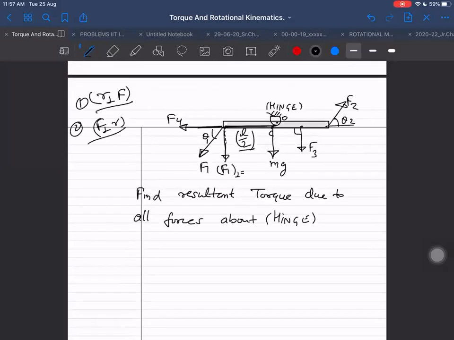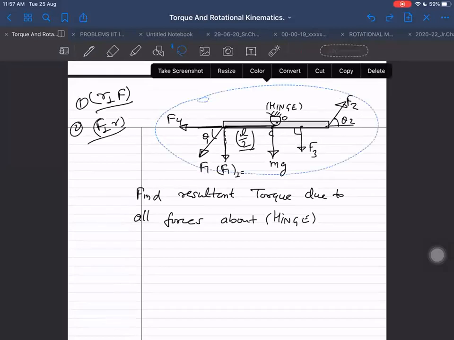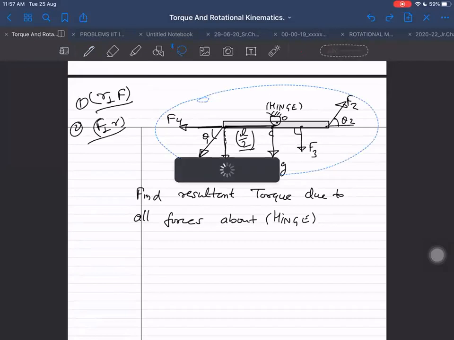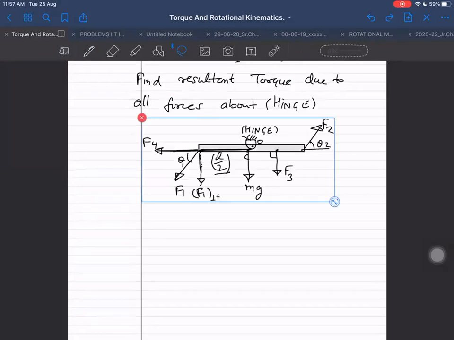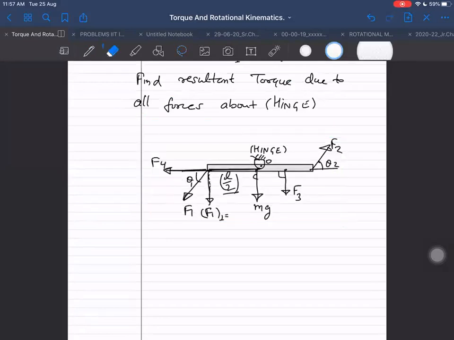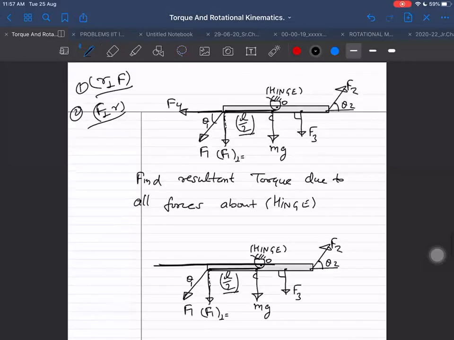In fact, looking at this diagram, it appears like this, which I will show you now. I will not worry about F4. I will quickly remove F4 because it is along the axis. Along the axis there is no rotation, so torque is 0.